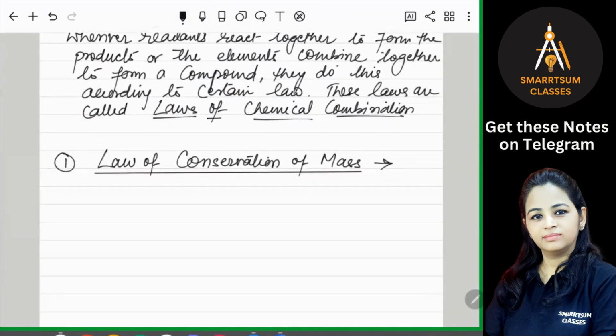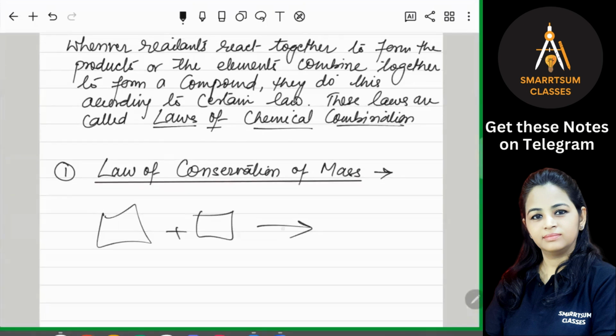As the name indicates, according to this law, mass can neither be created nor be destroyed. As we have law of conservation of energy, similarly, we have law of conservation of mass. Means mass can neither be created nor be destroyed during a chemical reaction. It means that in any chemical reaction, the total mass of the reactants is always equal to the total mass of the products, and there is no change in the mass during the chemical reaction.